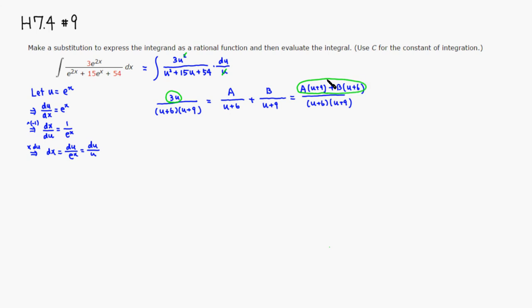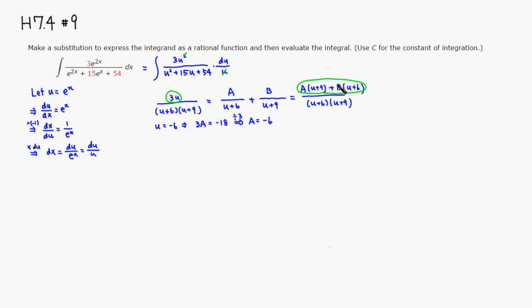Alright, so we're going to just use a convenient value. I'm going to try to eliminate B by using u equal to negative 6. If you do that, negative 6 plus 9 is 3. So 3A is equal to 3u, so 3 times negative 6, so it's negative 18. Then you can just divide through by 3 to find the A value. So the A value is negative 6.